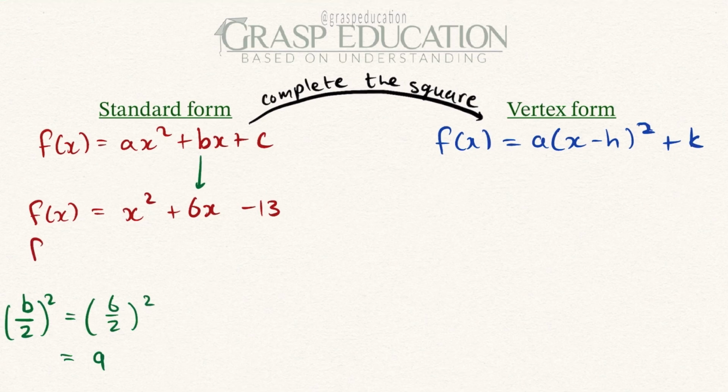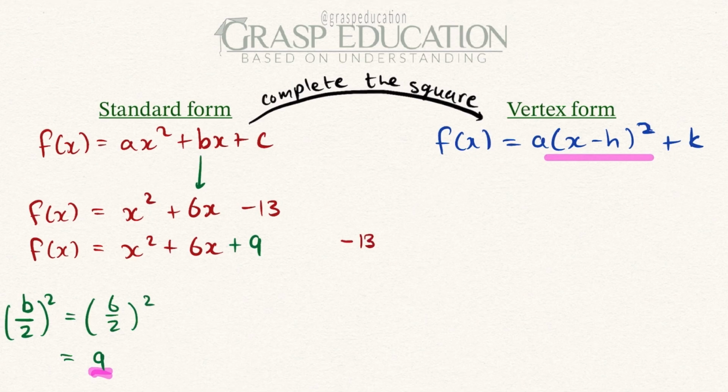So how do we use this number of 9 to complete the square? Completing the square means that I want to get a perfect square bracket. In order to do that, I need to use my special number. So that special number is 9. And what that will do is make this a perfect square bracket if I add 9 to the first two terms. But I still have a negative 13 to deal with.